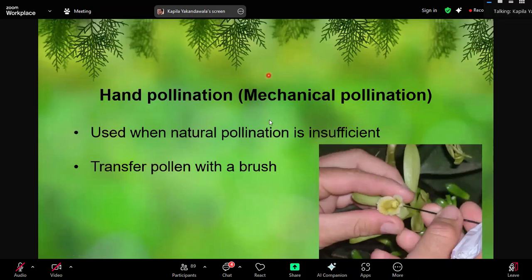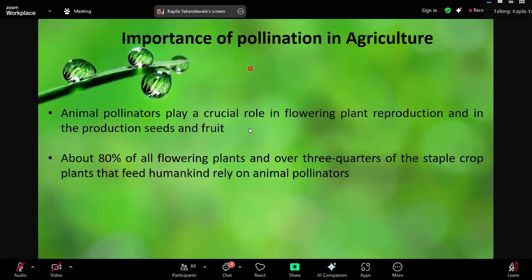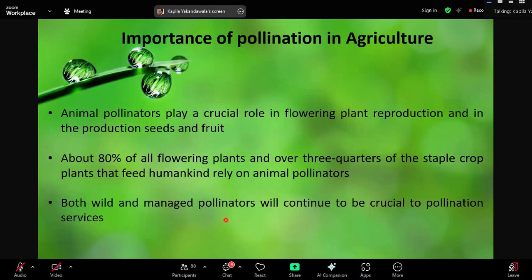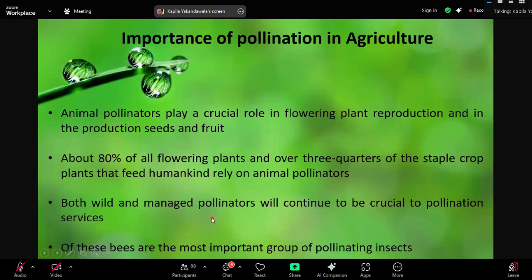Hand pollination: sometimes mechanical pollination is required in certain cases. We do it by a mechanical way, by a brush. Then the importance of pollination in agriculture. I told you 80% of the crop plants are pollinated by pollinators. So pollination is an important phenomenon. Not only the managed bees, there are a lot of wild animals, wild bees. They also play a crucial role in pollination.